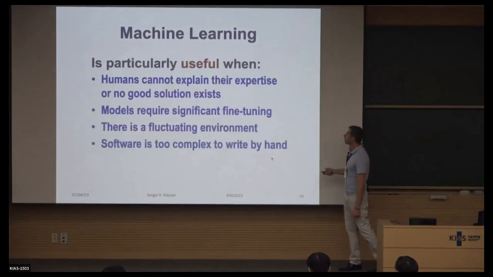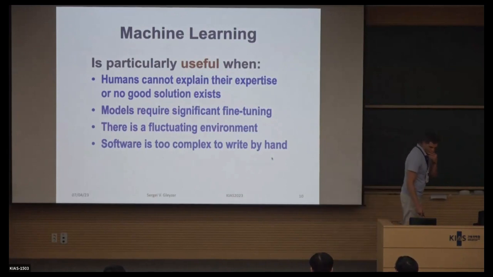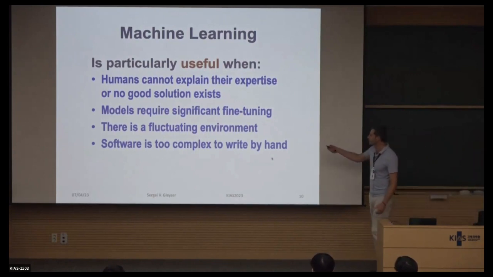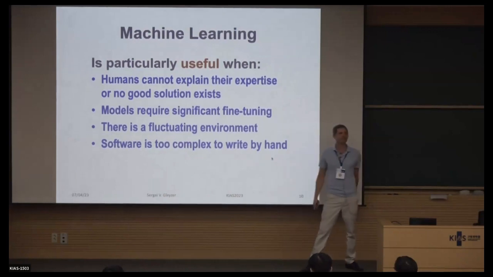So that's what we're going to start with. It's really useful when we can't really explain our expertise or there's no good solution. It's particularly useful if the model requires significant fine-tuning. And here is a key part: when your environment is fluctuating.